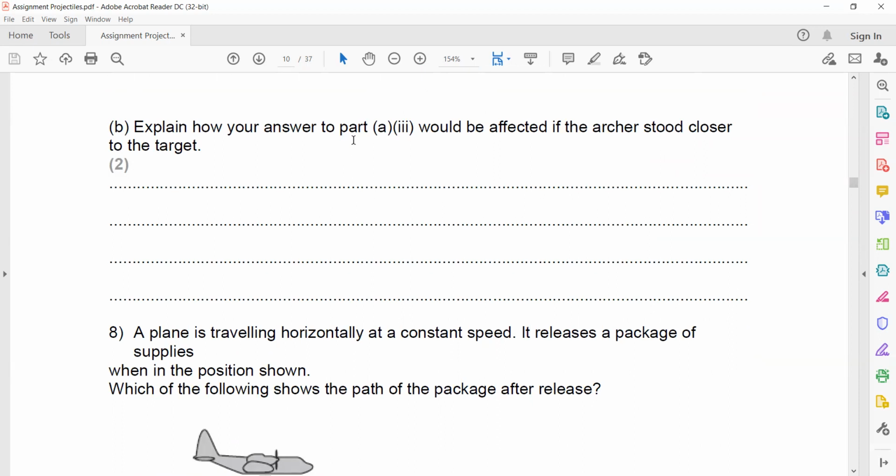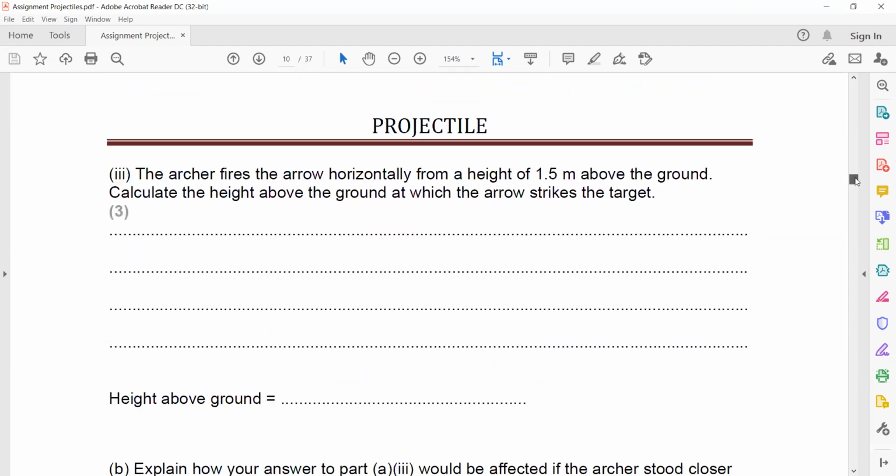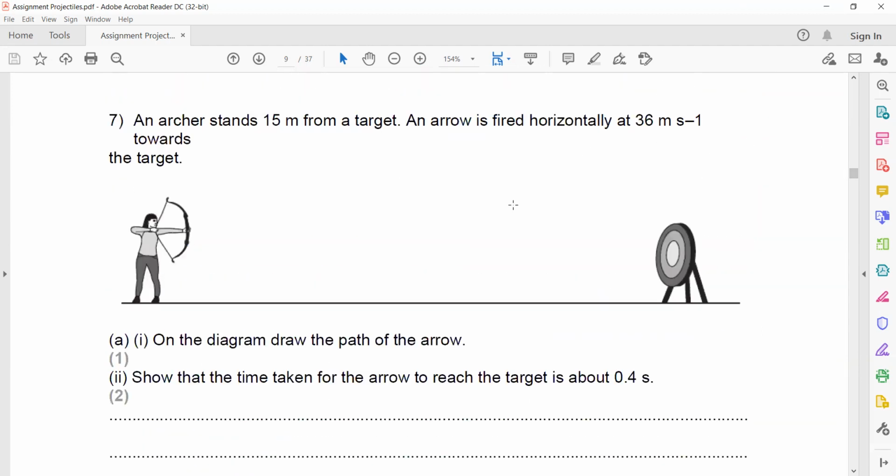Explain how your answer to B1 would be affected if the archer stood closer to the target. So if the archer is closer to the target and he is launching from the same height, the vertical distance fallen will be smaller.